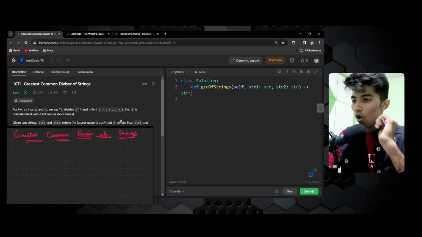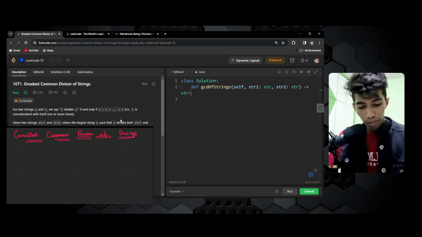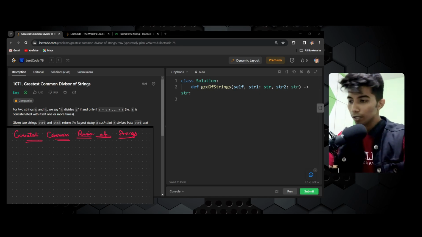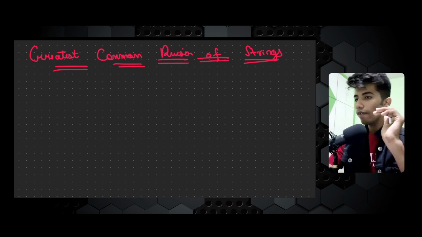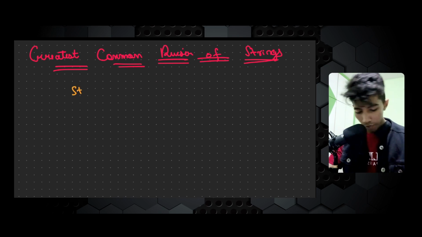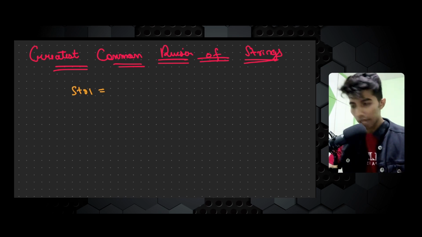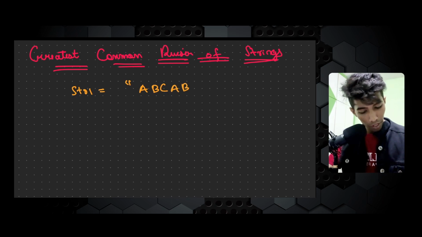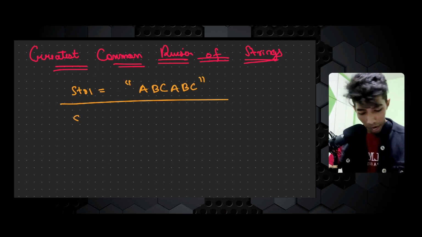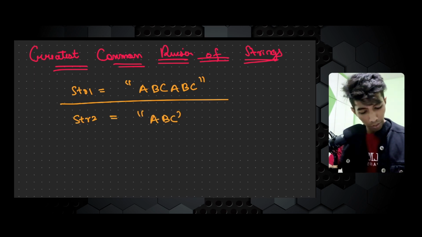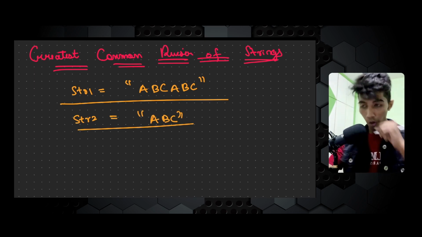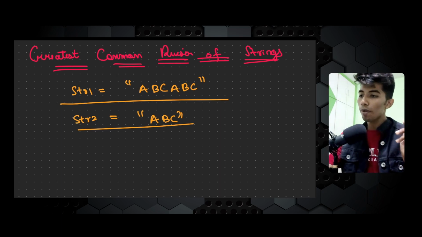Okay, how? Firstly, you are given two strings. Okay, I will tell you this problem first. So this is the problem. You are given two strings. Let me talk about string 1. So your string 1 looks like ABC ABC, and your string 2 looks like ABC. Okay, so greatest common divisor of a string.